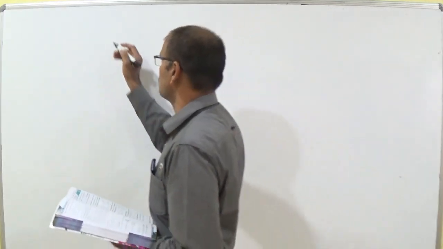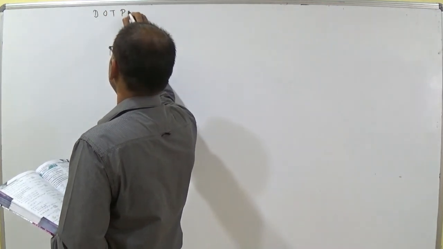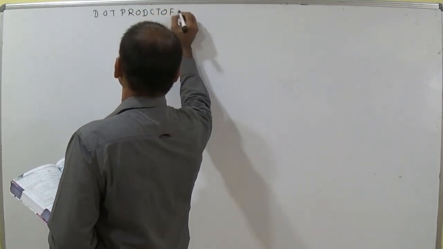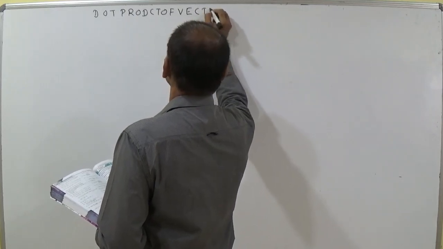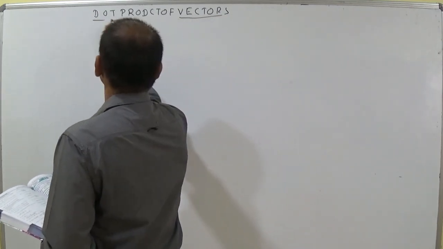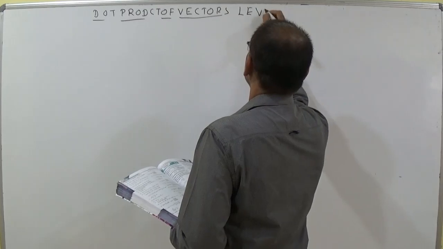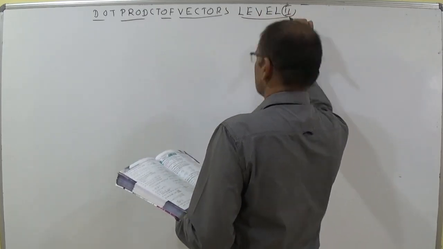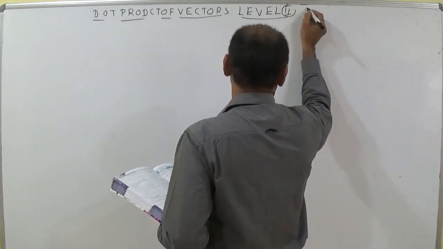Now let us see level 2 dot product of vectors. We have discussed the concept and formula, everything for the dot product of vectors, 4 days back. Now let us discuss the sums in level 2 classwork.